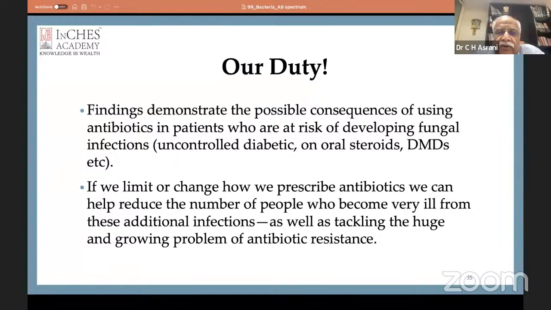If we limit or change how we prescribe antibiotics, we can help reduce the number of people who become very ill from these additional infections. You know what happens is, if I have given an antibiotic injudiciously to a patient whose sugar was 400, we never ask for blood sugar while prescribing antibiotics. And this patient gets a systemic fungal infection. I will not even realize, I will just think that antibiotic was not strong enough for the infection.